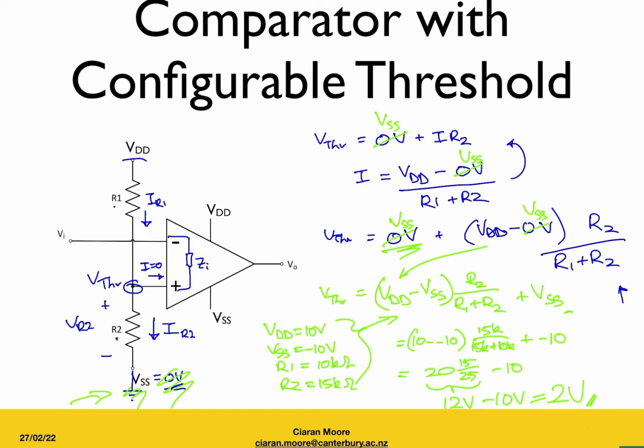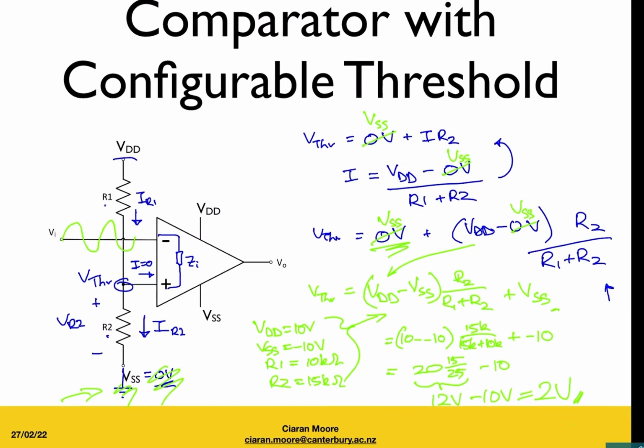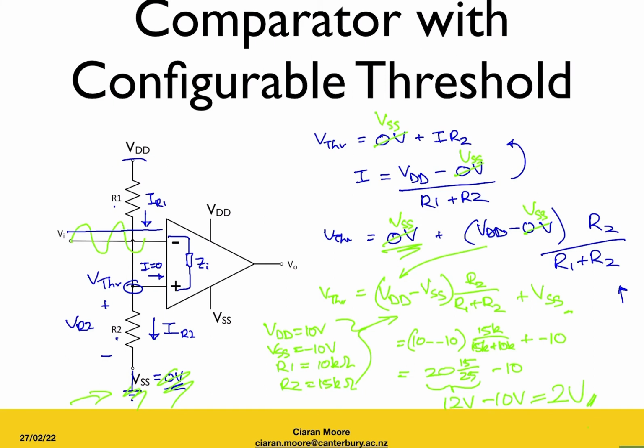What does that mean? Let's say we have a sinusoid input coming in like that, and I will draw in my 2 volt threshold voltage there. Now, whenever the input is above that 2 volt threshold, our output will be negative like that, and when it's below that threshold, the output is positive.